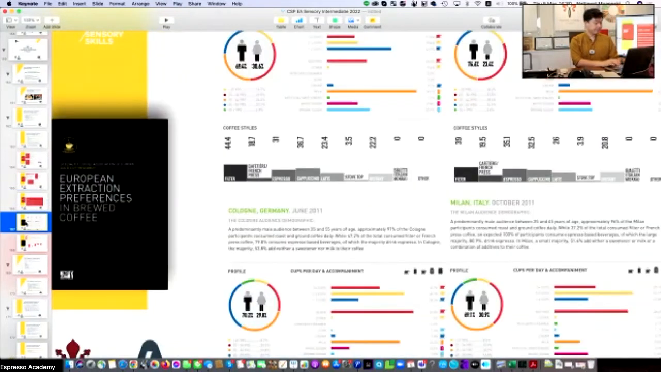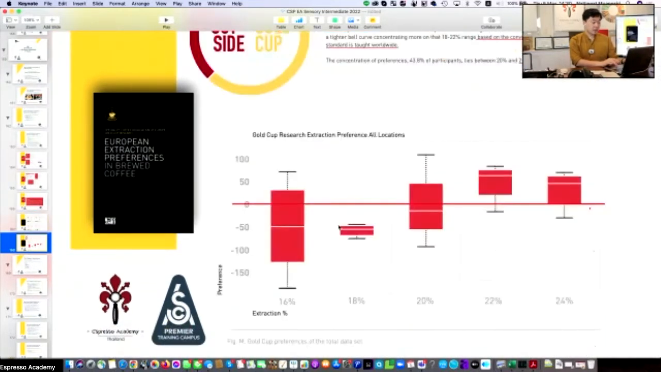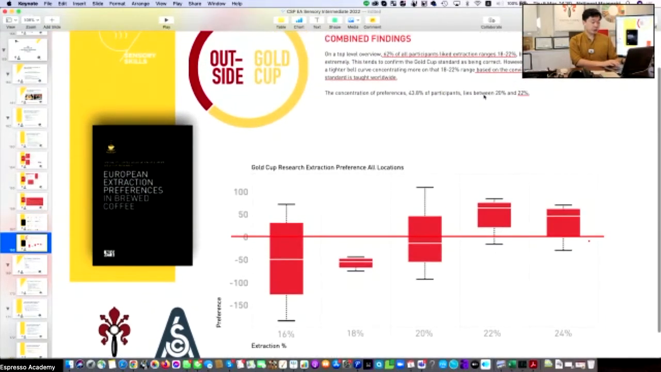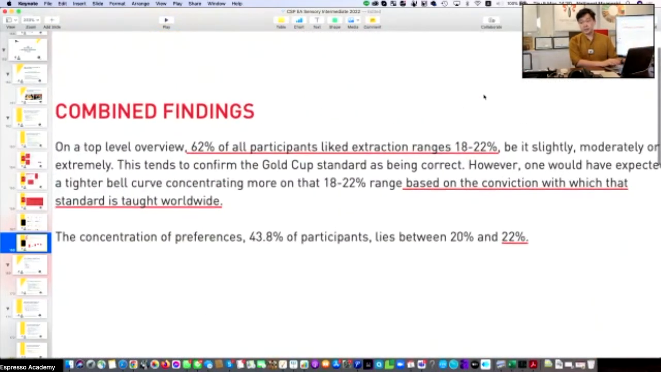Okay. Another research that they do on survey is on the European extraction preference. And usually, as we mentioned, in SCA they say to extract coffee within 18 to 22% extraction. That is in the book. That was based on 60 years ago research. And they want to confirm whether this is still valid today.